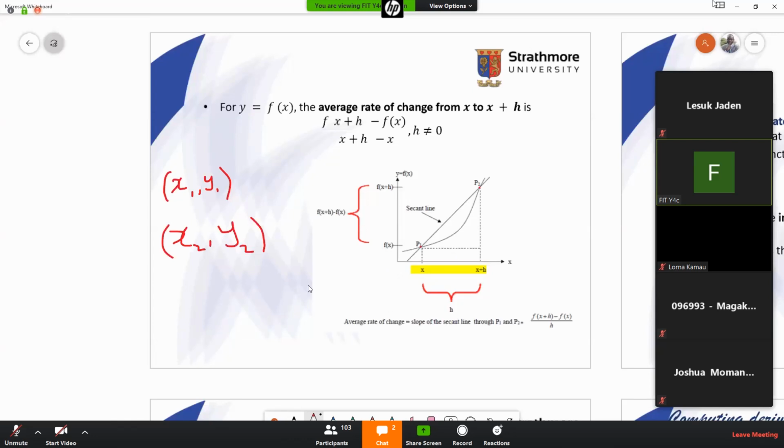So these are just points in this graph. To get the gradient or the distance, we normally used to subtract this and that, divided by the subtraction of this and that. That is what is happening here.